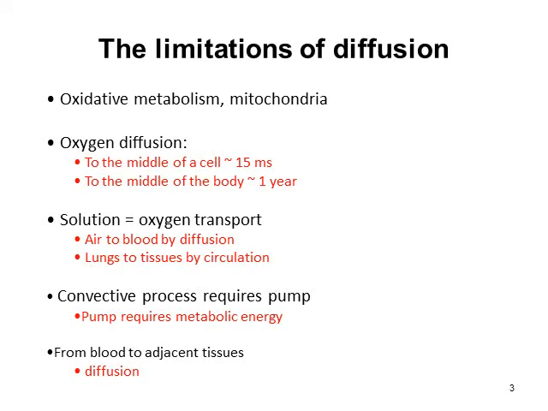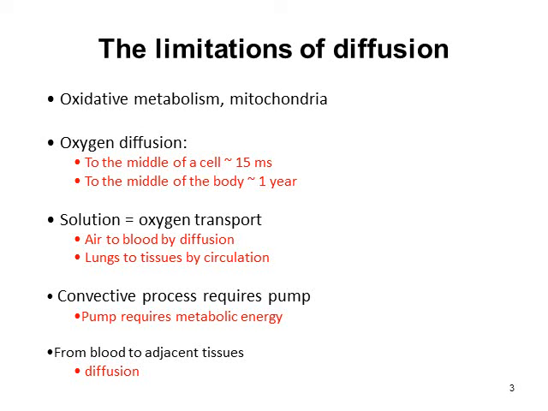The reason we have a cardiovascular system is because diffusion has limits. All our cells use oxidative metabolism, they use mitochondria to produce ATP, so they need a steady supply of oxygen and nutrients to do this. If oxygen diffusion alone was used, it would take approximately 15 milliseconds for oxygen to diffuse into the middle of the cell, and approximately 1 year for oxygen to diffuse into the middle of the body.